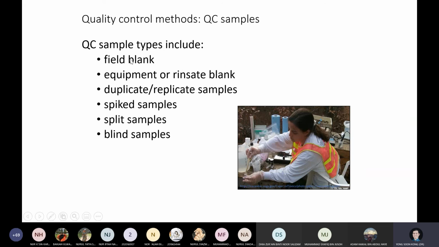Okay, number one, field blanks. Then the other one is rinse blanks. They sound very similar, but they are different. I think after this there are slides where we can explain that.